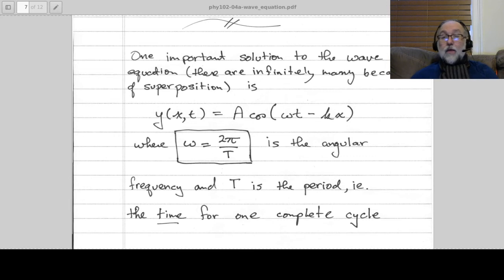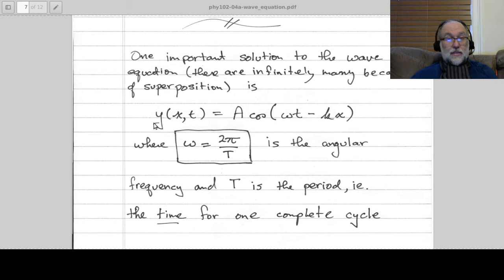The solutions to that equation have some sinusoidal form, so they look like the solutions to the simple harmonic oscillator, y equals A cosine omega t. But then there's an extra part. There's a minus kx in the argument, and you wonder, why is it both time and x? The answer is that there are two things oscillating. There's an oscillation in space, and then there's an oscillation in time for any one point.